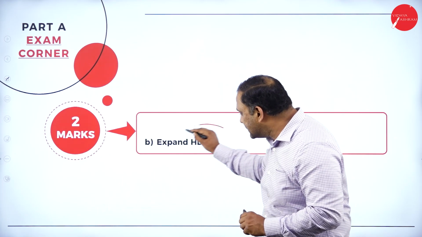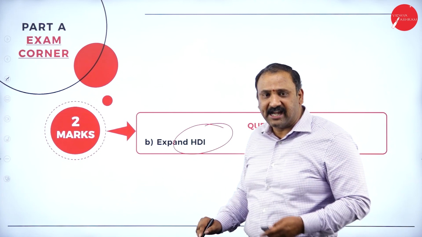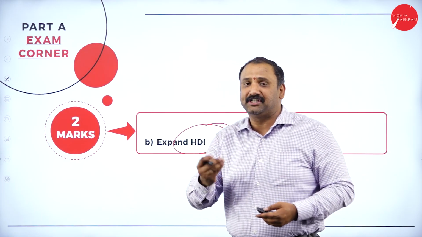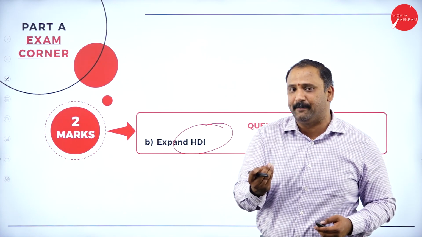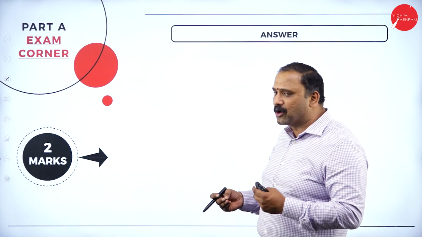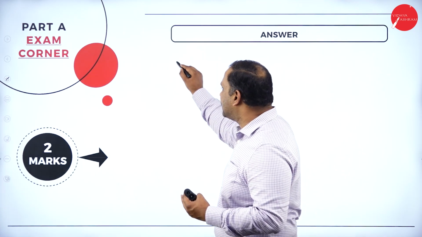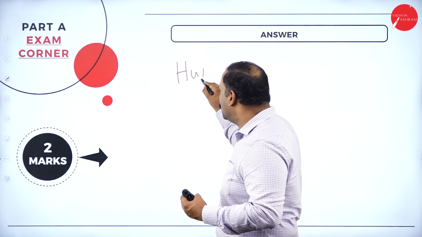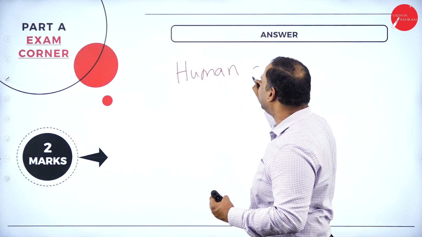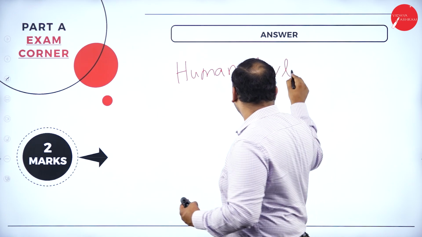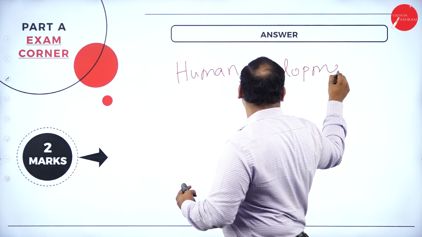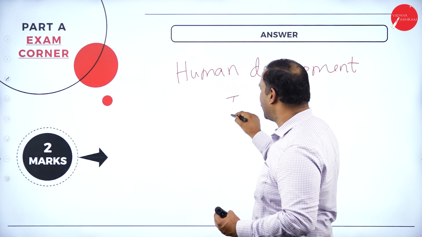Followed by, the next question is expand HDI. Now you just have to write the expansion, and if you can write 1 line about it, it will be great. So we are going to talk about HDI. HDI stands for Human Development Index. That's the answer for this question.